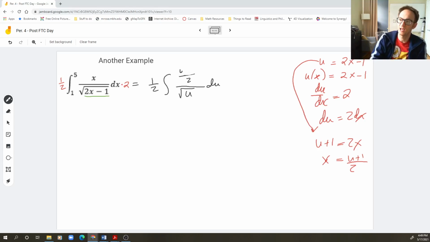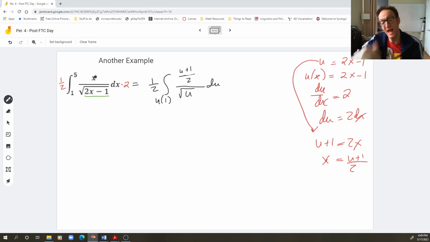Okay, and cha-cha-cha. The key moment here is that when we transform this integral involving x into a new integral involving u, I need to transform the upper limits and lower limits of integration as well.